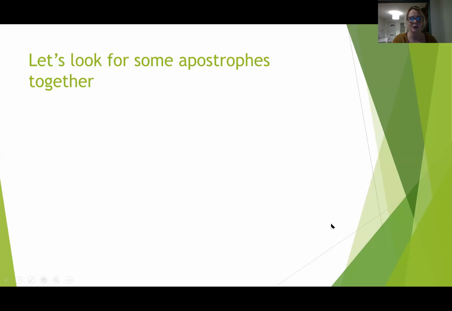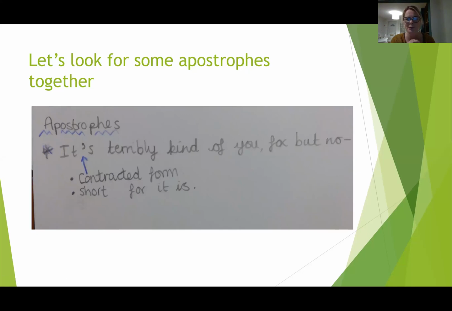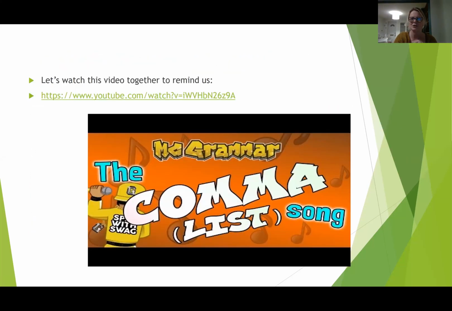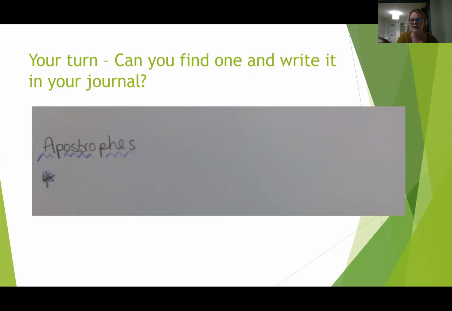So whilst you were figuring all that out, I've written that down in my journal. Look, apostrophes. There's my example. It's terribly kind of you, Fox, but no. And I put a little arrow to the apostrophe, and I've said, because I'm super clever, that it's the contracted form, and I have even put that it's is short for it is, to show I've really got a good understanding. So could you now go and have a look through the rest of the story? And could you find another example and then write that in your book? That would be brilliant. Pause the video, off you go.